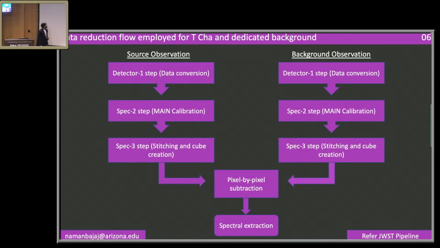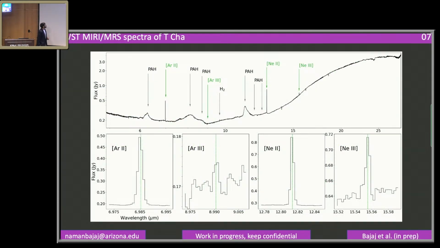To calibrate the observation, we calibrate the source and the background observations individually. And once we have the IFU cubes from the source as well as the background, that is when we perform the pixel-by-pixel background subtraction. We found this method to work better than most of the methods suggested in the pipeline. And then we extract a spectrum from the IFU cube of Teacher. And this is what the spectrum looks like.